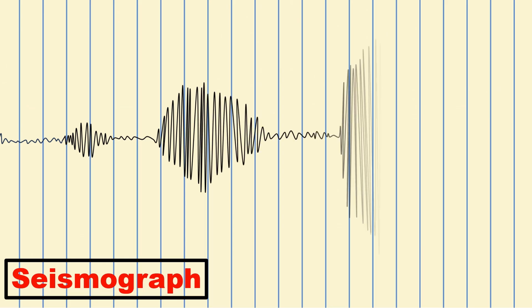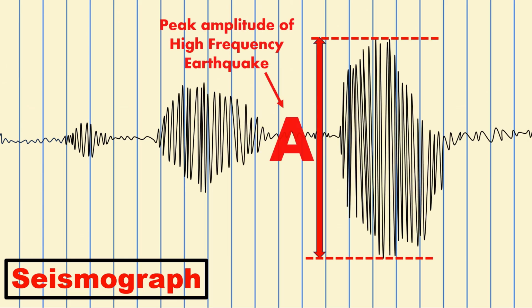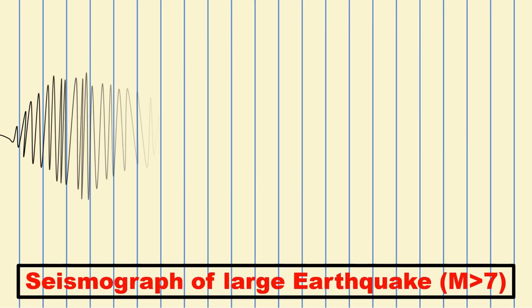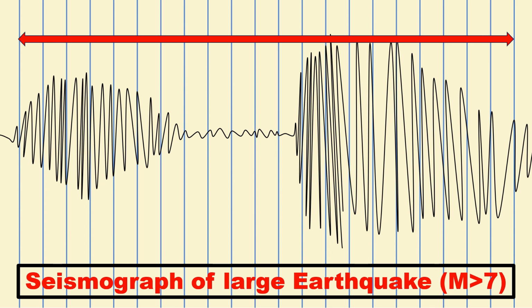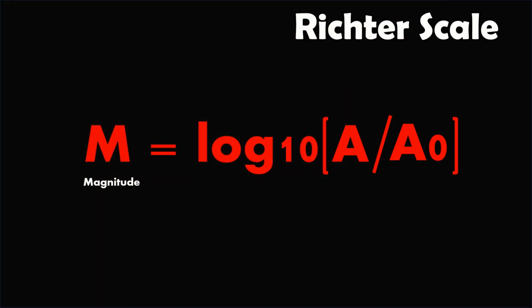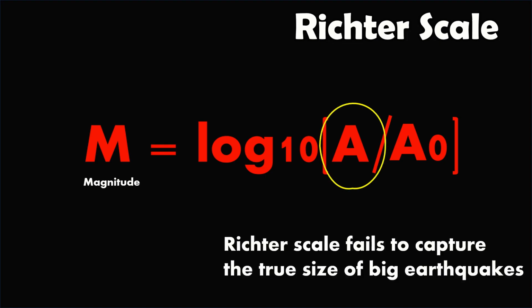This happens because the Richter scale is based on the peak amplitudes of high-frequency seismic waves. In very large earthquakes, the quake lasts longer and covers a much bigger area, producing more low-frequency, long-period waves. These don't produce large amplitude on seismograms. So the Richter scale, which relies mainly on wave amplitude, fails to capture the true size of giant earthquakes.